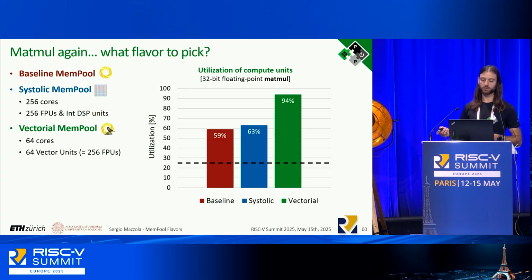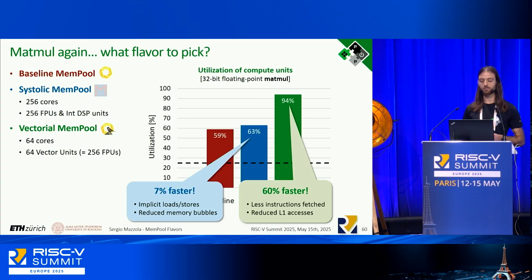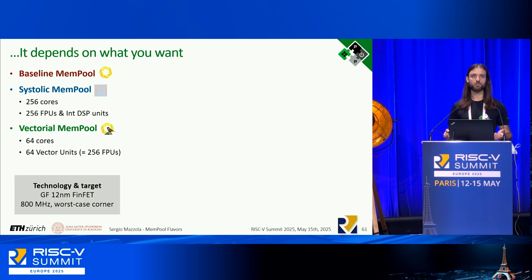When you think about it, the baseline MemPool already improves quite a lot on that, thanks to the general-purpose capabilities of the cores and the data reuse they can have, and to the MemPool hierarchical architecture. But systolic is able to go even 7% faster thanks to the systolic autonomous data flow, and vectorial can improve on that by a further 60% thanks to the reduced bandwidth towards L1. But so what flavor do we pick? The answer is still that it depends on what you want.